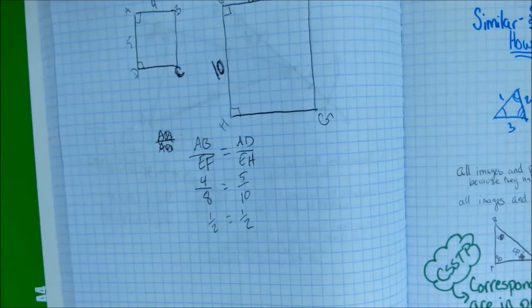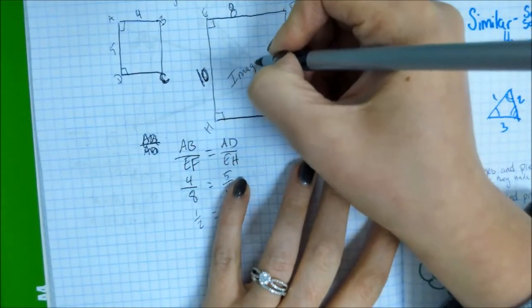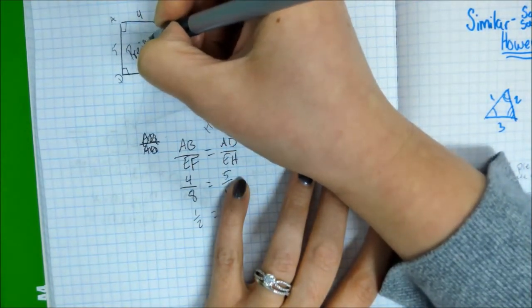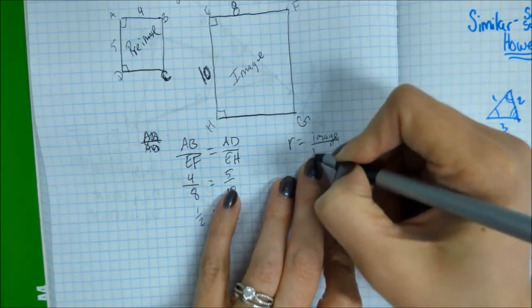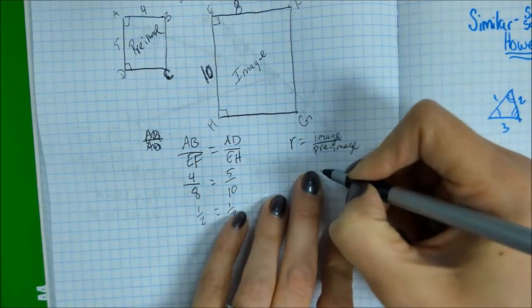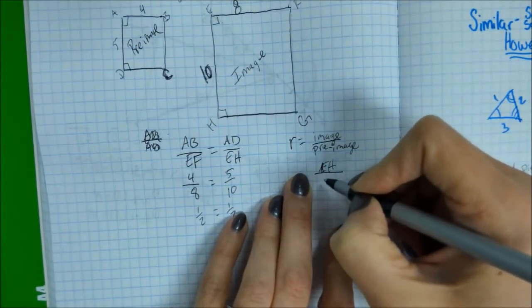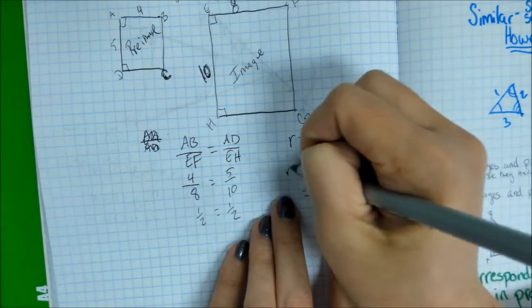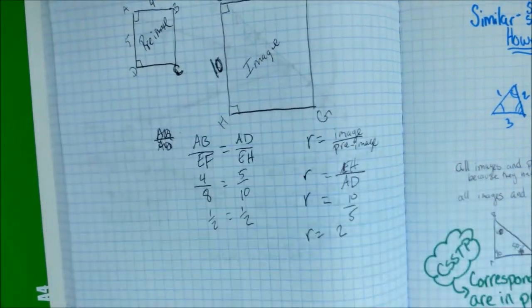Right. And if this is the image, and this is the preimage, I can also see where the scale factor comes in. Remember, R is equal to the image divided by the preimage. So the length of one of my image lengths, say EH, divided by AD. EH is 10, AD is 5, and I see my scale factor here is still 2.